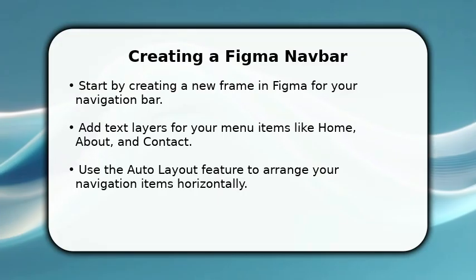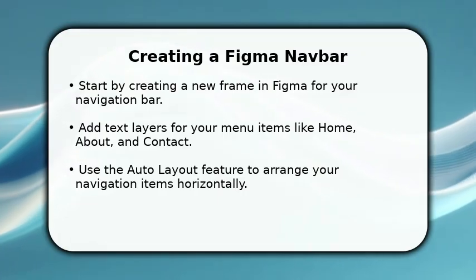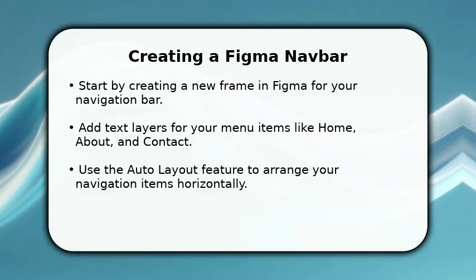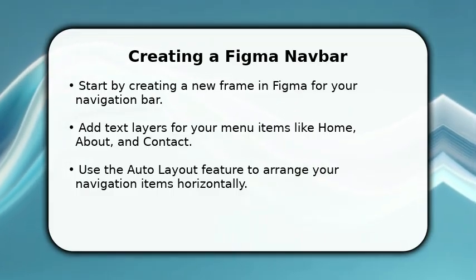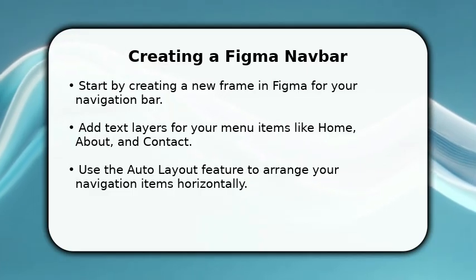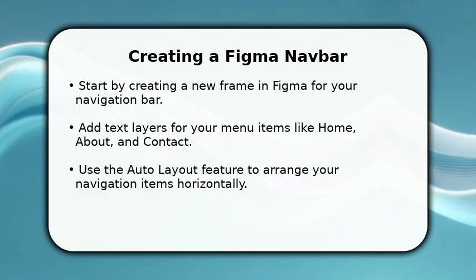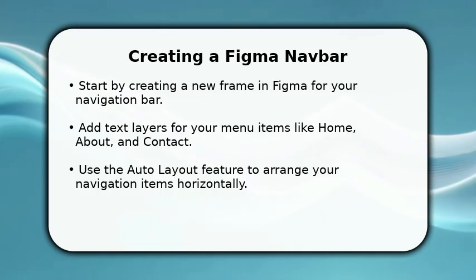In this video, I will explain how to create a navbar in Figma. First, open Figma and create a new frame, perhaps 1440 pixels wide by 80 pixels high, to serve as your navigation bar's container. Next, add your primary navigation links as individual text layers, such as Home, About, and Services.